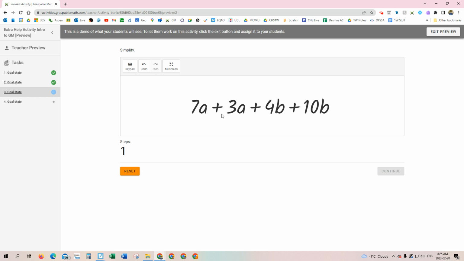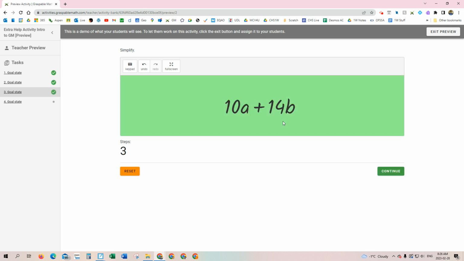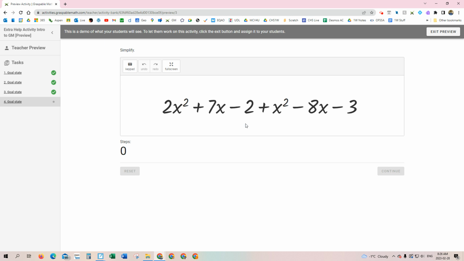7 apples plus 3 apples is 10 apples. Notice I can't add these because they're unlike terms, but I can add the bananas. 4B and 10B gets me that, and now I've simplified it correctly. Again, notice these cannot be added any further because they are unlike terms. Let's continue and try one more.